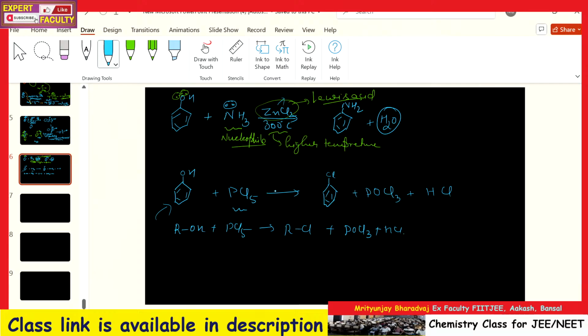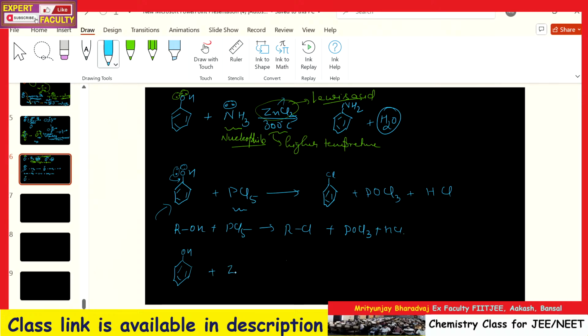That micro detailing is not required, but there must be an understanding in the student that this removal of OH will not be easy. It will not be easy to remove OH from the benzene. And why? Because there will be double bond character between the oxygen and carbon. That double bond character will oppose removal of OH, but under extreme condition the reaction may take place. Mechanism is not required, that's why I am just mentioning the reactant and the product.